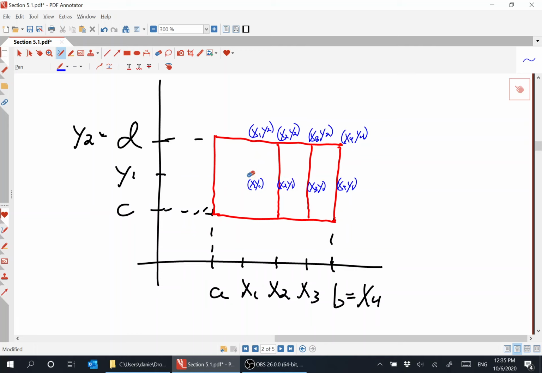So that's what these points are. And I'm going to use upper right-hand points. Doesn't matter which point you use within the rectangle, but you take those as sample points.